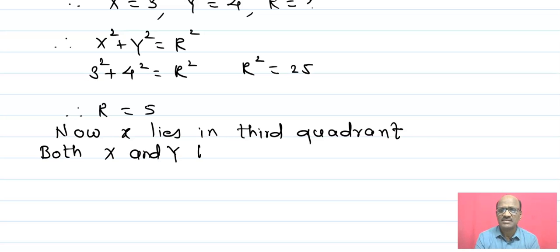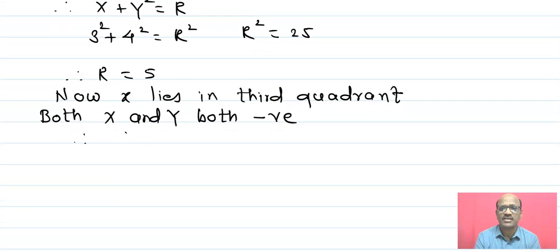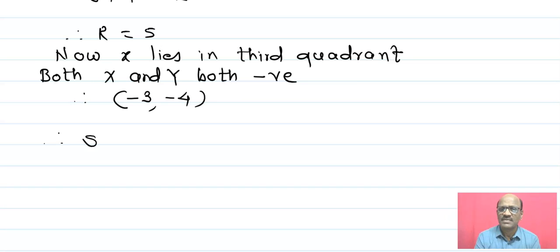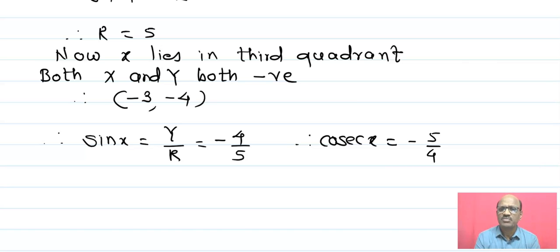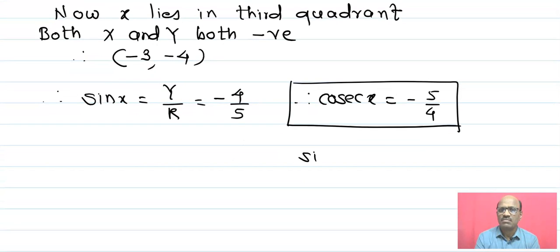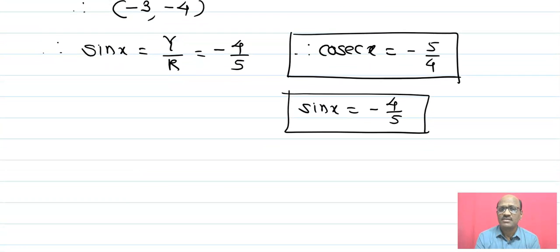Now, see this. x lies in the third quadrant. Both capital X and capital Y are negative. Therefore, our point is minus 3, minus 4, and the value of r is 5. Now, we'll write all the values of the trigonometric functions. Sin x is equal to y upon r, capital Y upon capital R, that is minus 4 by 5. And its reciprocal is cosec x, r upon y, that is minus 5 by 4.